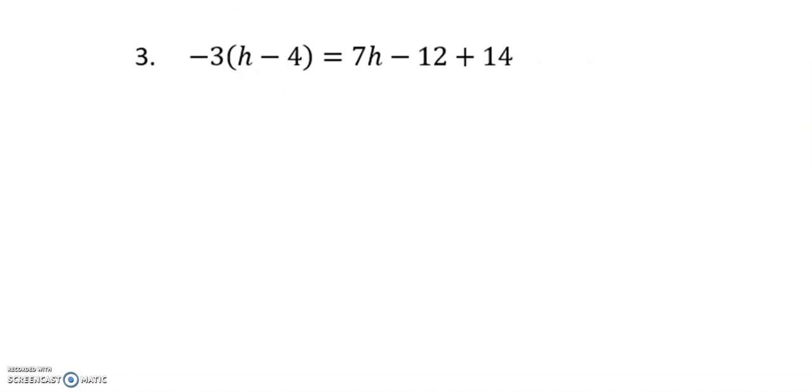Let's do one more. So now we've got a little bit more to do. I see some parentheses on the left side, so we have to start with the distributive property. Negative 3 times h is negative 3h. Negative 3 times negative 4 is positive 12. On the right side, I think I can combine these. Those are like terms, they're just constants. So negative 12 plus 14 is positive 2, so I have 7h plus 2.